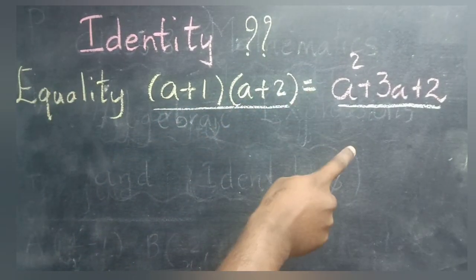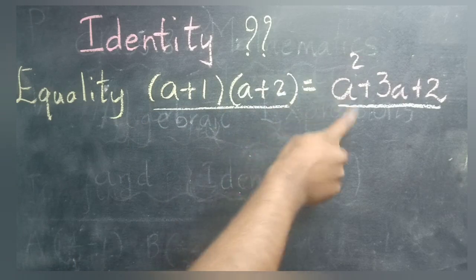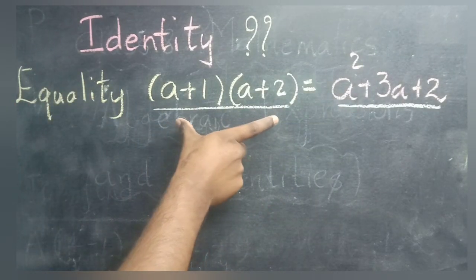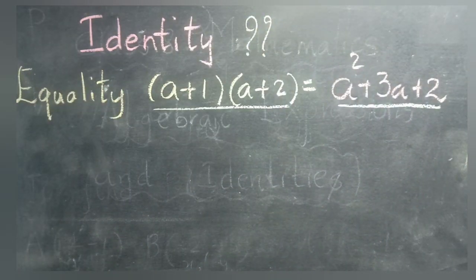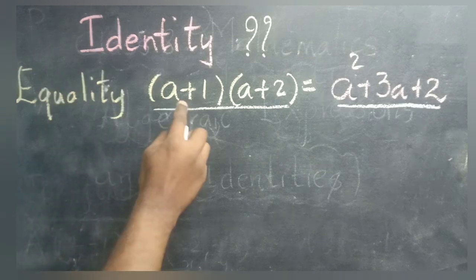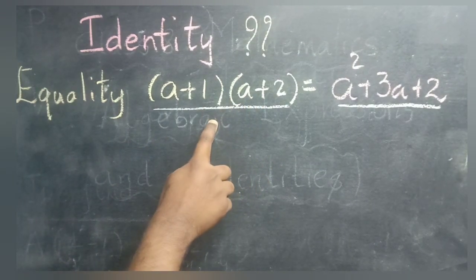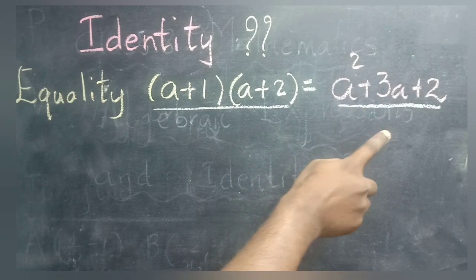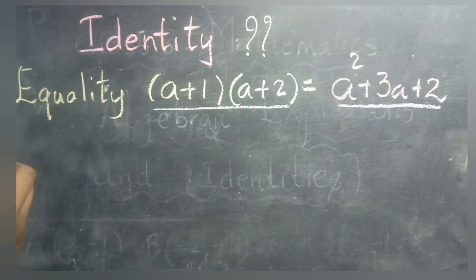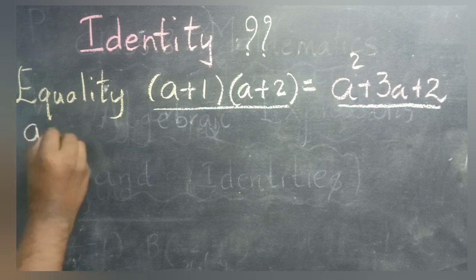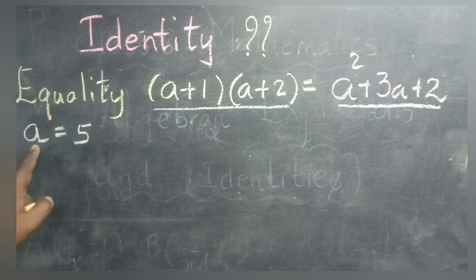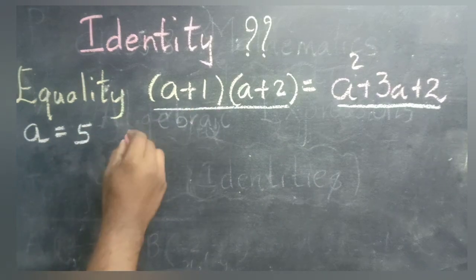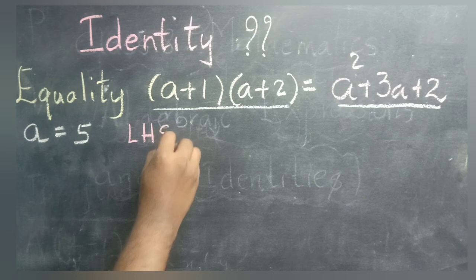Take any value of a, then substitute it in this equality and check whether the LHS, that is the left hand side, and the right hand side are equal. Now (a plus 1)(a plus 2) is the LHS, and a square plus 3a plus 2 is the RHS. Now I will take a as 5. Substitute the value of a in the LHS.